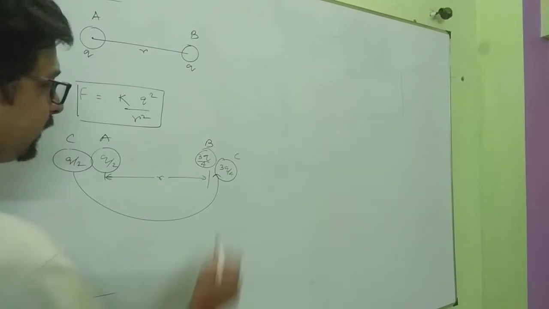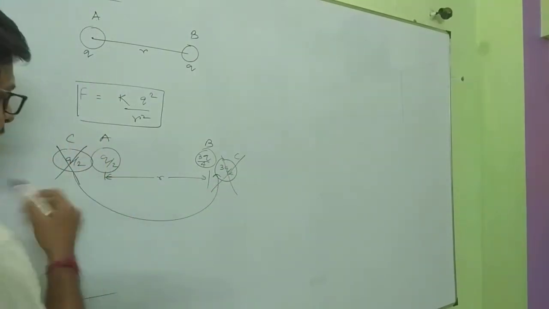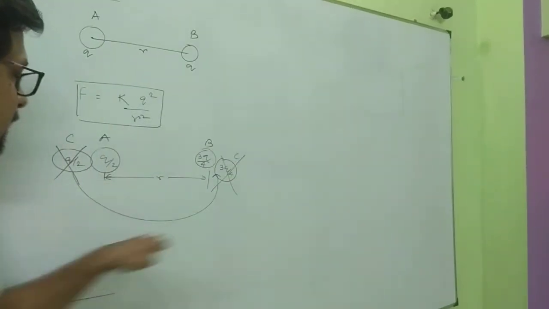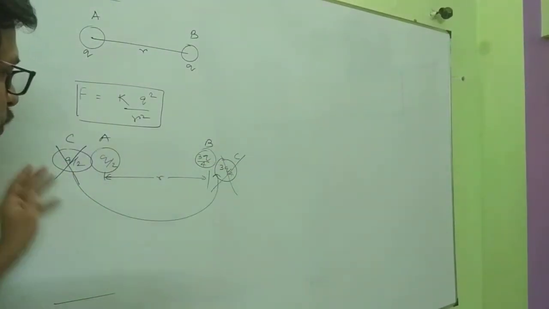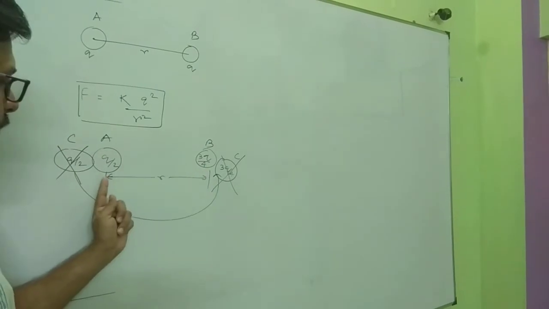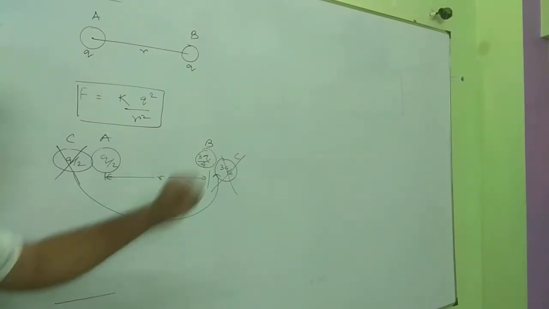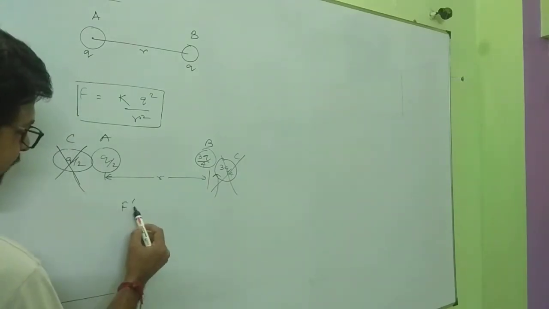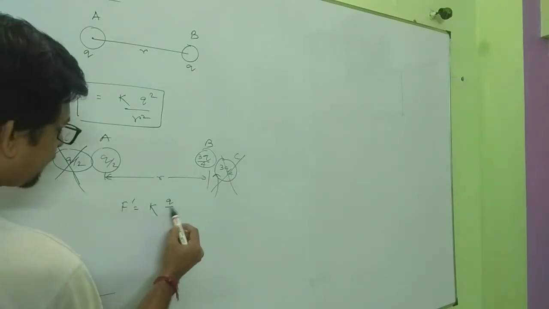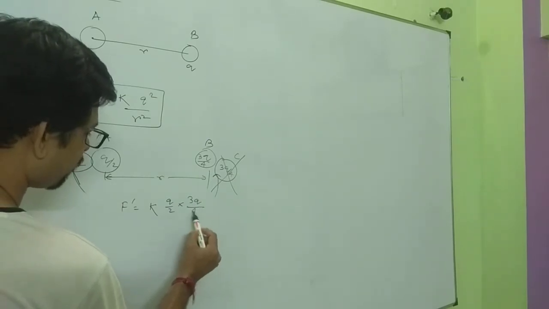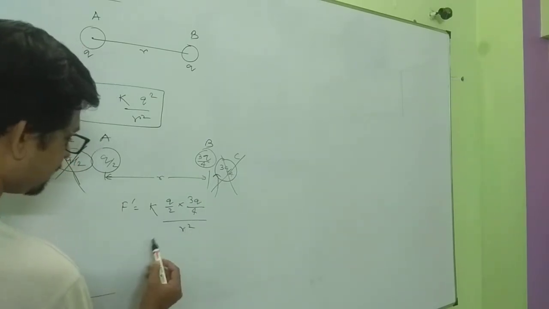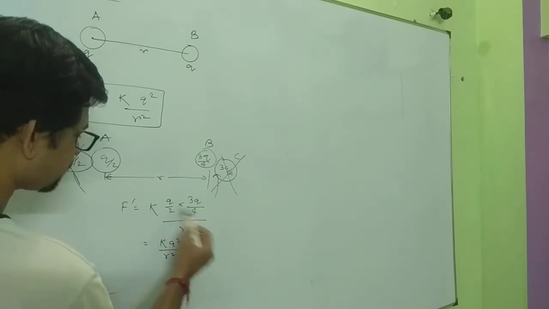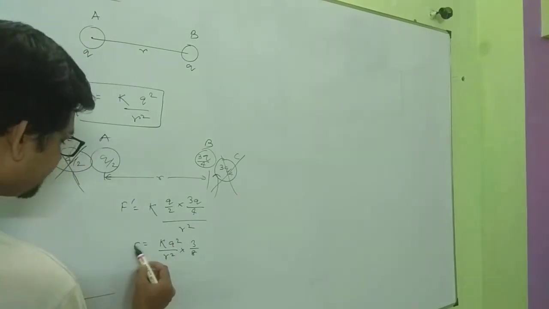And now finally C is removed. First it is touched with A and then touched with B and then removed, that means C is not there. So now the charges on A and B are Q by 2 and 3Q by 4. Now what is the force? F prime will be K into Q by 2 into 3Q by 4 divided by R square. That means you can write K Q square by R square into 3 by 8. Okay, that is F prime.